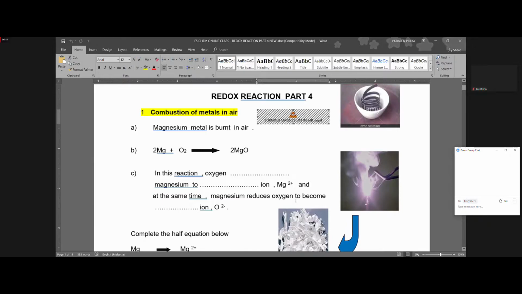We'll see why this is a redox reaction. Magnesium is burned in air. So magnesium plus oxygen, you get MgO. Of course, you have to balance it. O2, so I put a 2 in front: 2Mg, 2MgO. When asked to write a chemical equation, very commonly students write Mg plus O, and some of them don't put the correct chemical formula. You don't write MgO2. The correct chemical formula is MgO because Mg is 2 plus, O is 2 minus.